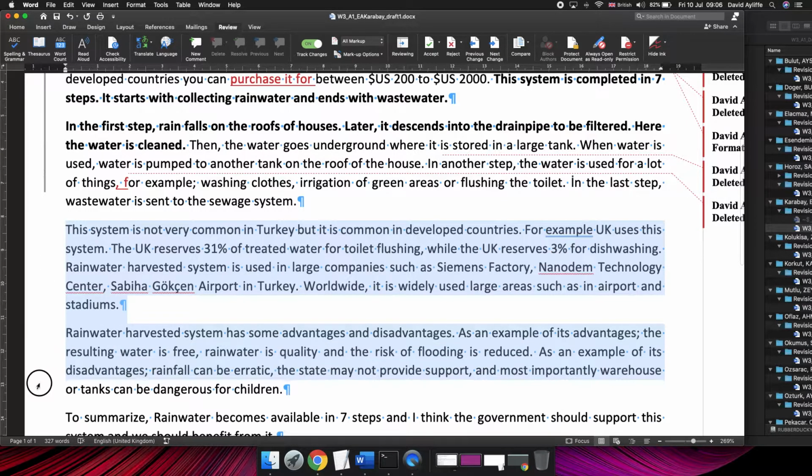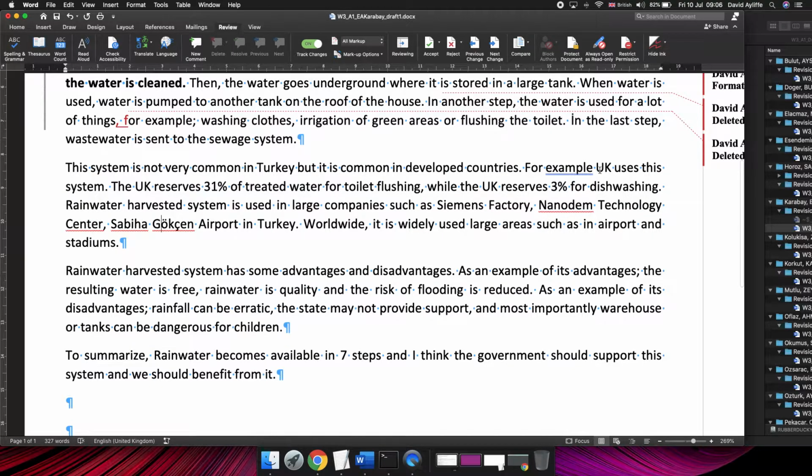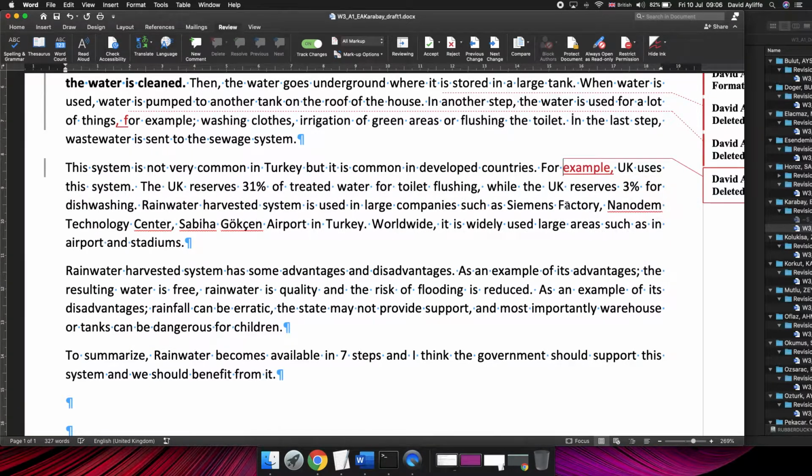Oof, why do we have so many paragraphs here? This system is not very common. For example, UK uses the system. The UK reserves 31% of treated water. Reserves. The UK, the country, the whole country?